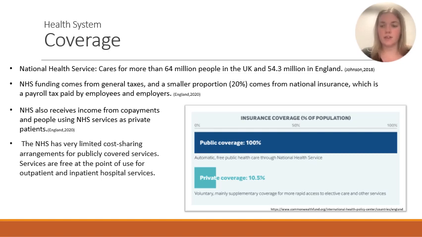The majority of NHS funding comes from general taxes, and a smaller proportion, about 20%, comes from national insurance. National insurance is a payroll tax paid by employees and employers. The NHS also receives income from co-payments and people using the NHS services as private patients.